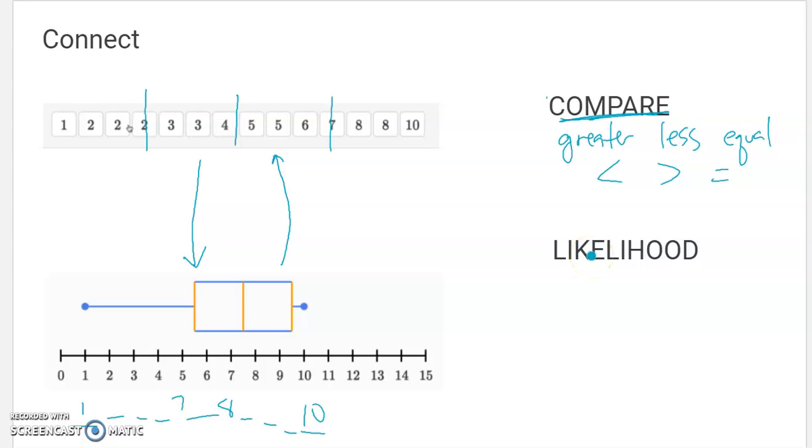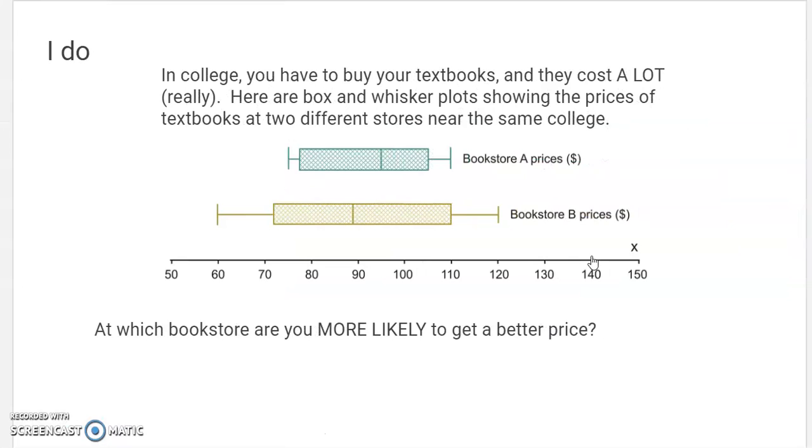And then likelihood we talked about, I think, on the very first day of school this year. Those were things like impossible and unlikely. We learned how to evaluate those things. Equally likely as not, likely, and certain. So that's kind of where we've been so far, and stuff that's going to come back today. So let's look at an example where we compare likelihood in two data sets.